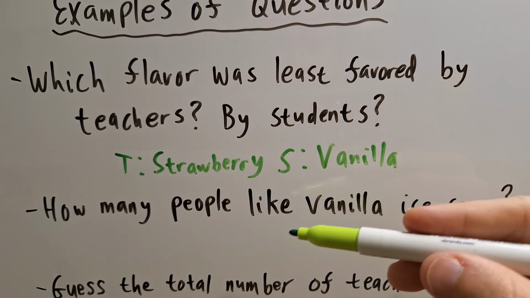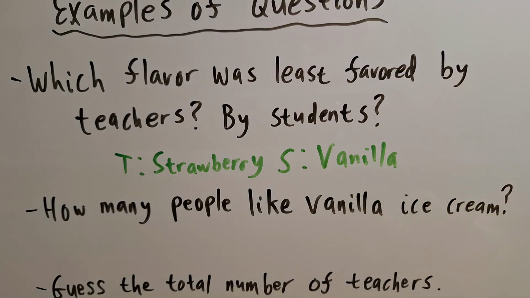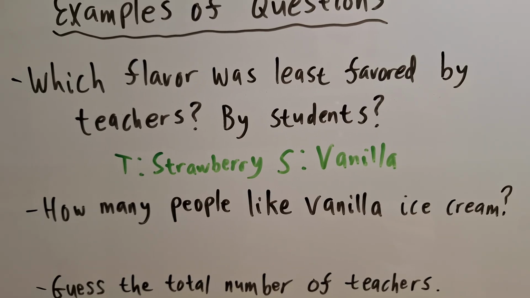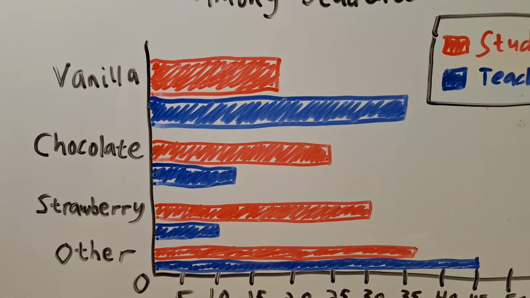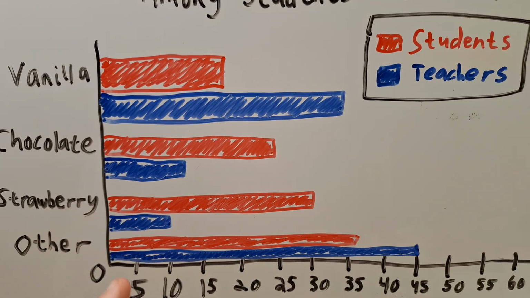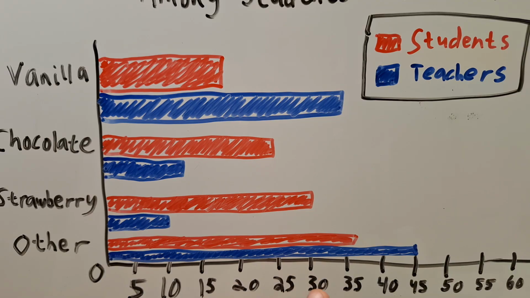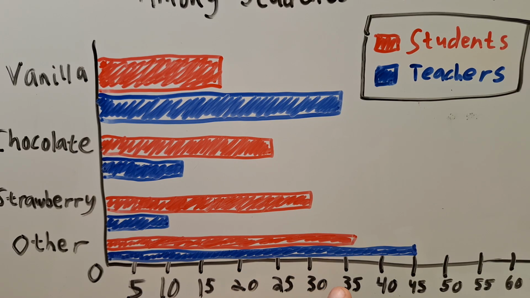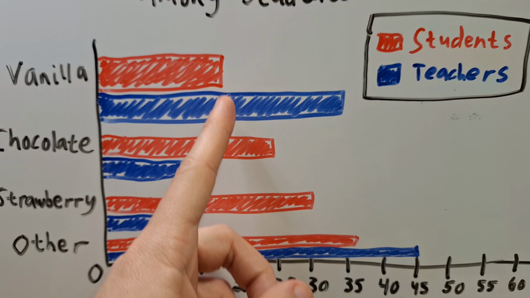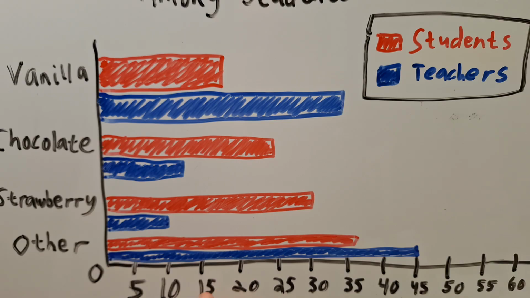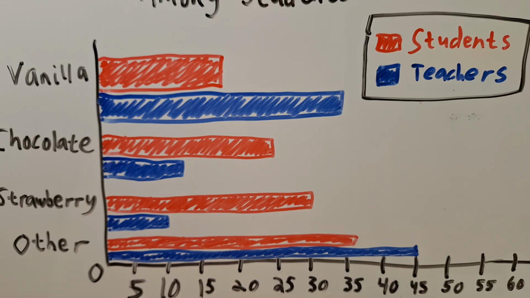Next question says, how many people like vanilla ice cream? So what's different about this question is that we're only going to be looking at one flavor, and we're going to find the total amount of people that like that flavor. So here's my scale. Looks like we have 35 teachers that favor vanilla. And if I look at the one for students, we're about halfway between 15 and 20, so we'll say 18.